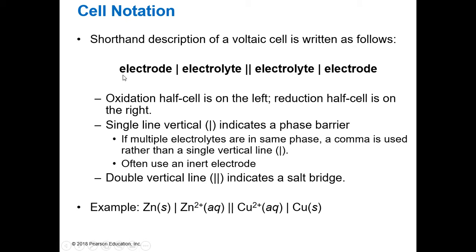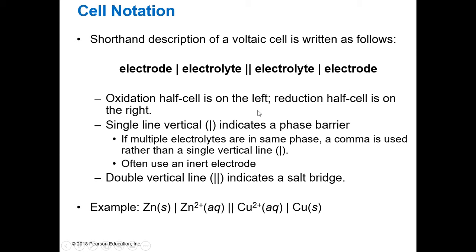So oxidation is going to be over here. We're going to have our electrode, which is a solid, with a single line, which is a phase change, and whatever our electrolyte is. So that would be whatever is aqueous in our solution. We then have a double line. That means that we have a salt bridge, followed by our reduction. So the electrolyte that's being reduced, the single line to show the phase change, and then the electrode.